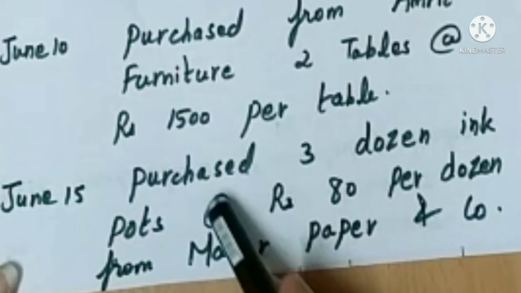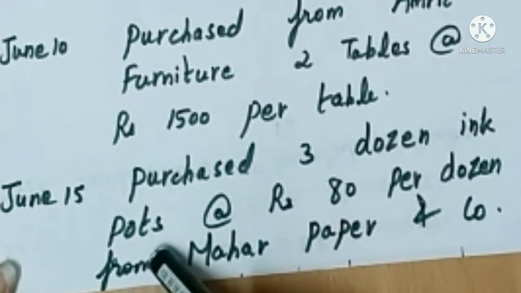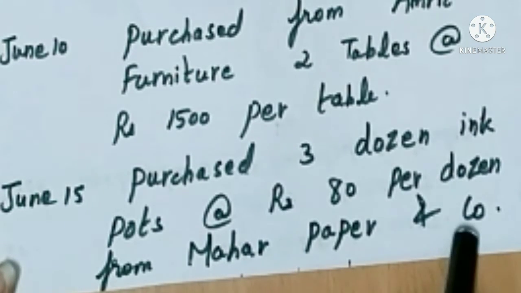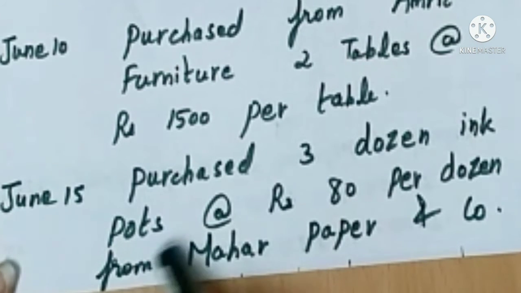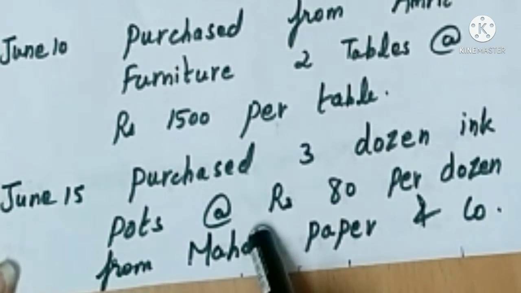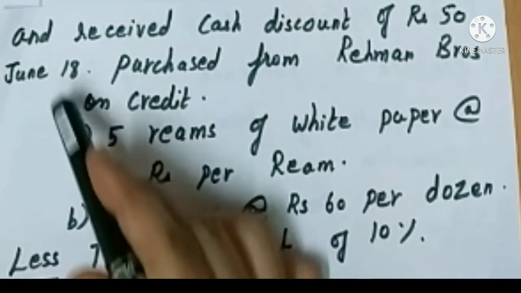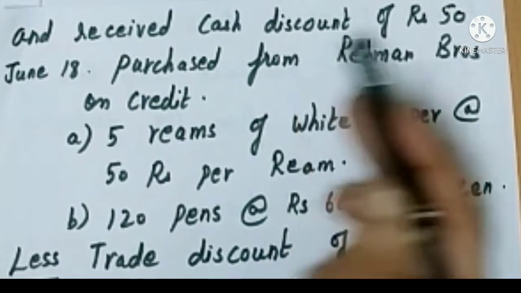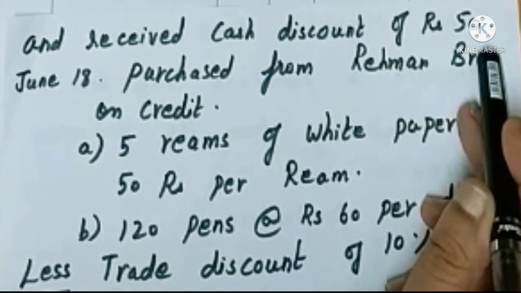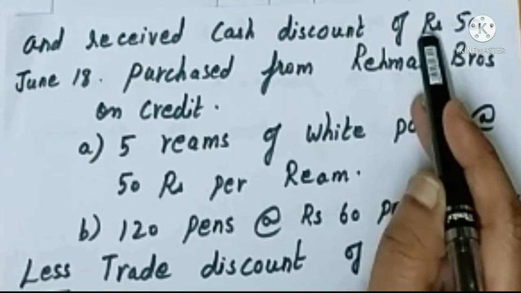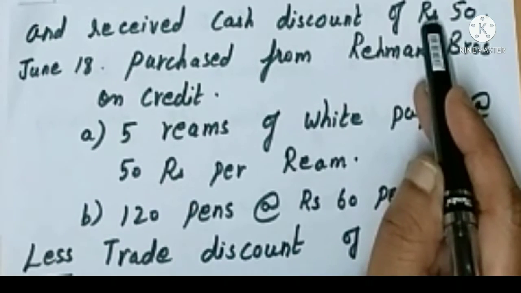June 15, purchased 3 dozen ink bottles, rupees 80 per dozen from Magar Paper and Company. So we are purchasing ink bottles. Let's see whether we have purchased it on cash or credit basis. And received cash discount of rupees 50. So it means that we have purchased on cash. So this cash transaction will not be recorded in subsidiary books. Only credit transactions will be recorded. Okay, let's see the next transaction.